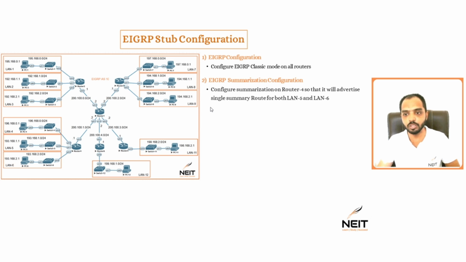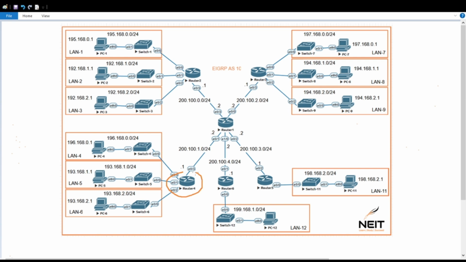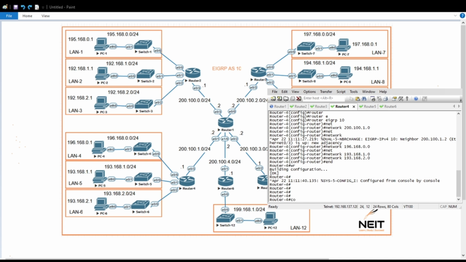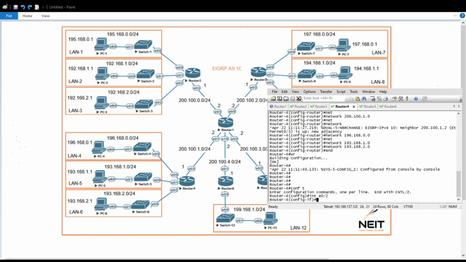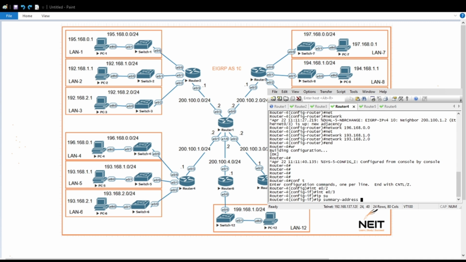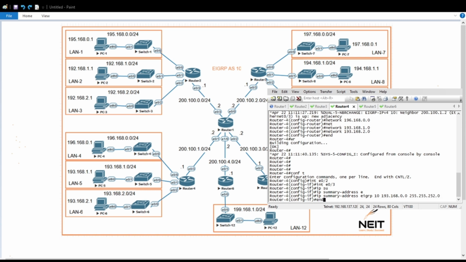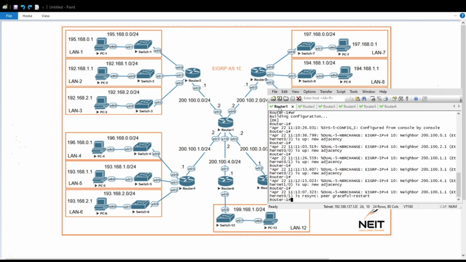Now the next task is to configure the summarization on router 4 so that it will advertise a single summary route for both LAN 5 and LAN 6 network. So this is my router 4, so we have to configure the EIGRP summarization on router 4 so that it will advertise a single summary route for LAN 5 and LAN 6 towards router 1. My interface will be E0/3 on router 4, and now ip summary-address eigrp 10, summary address will be 193.168.0.0, subnet mask will be 255.255.252.0.